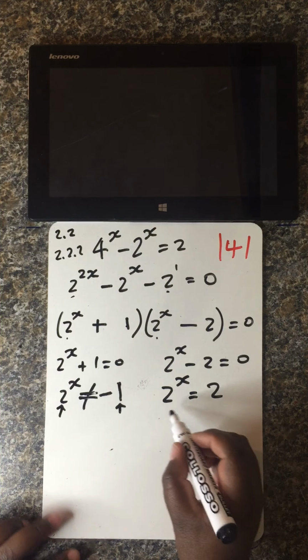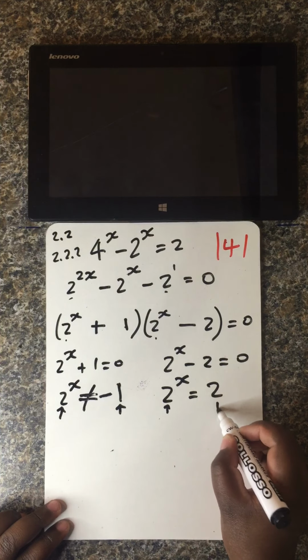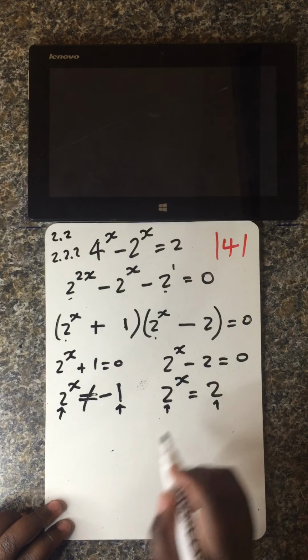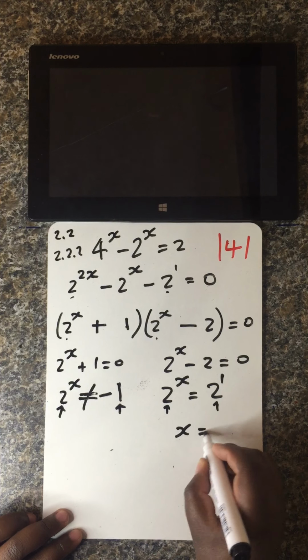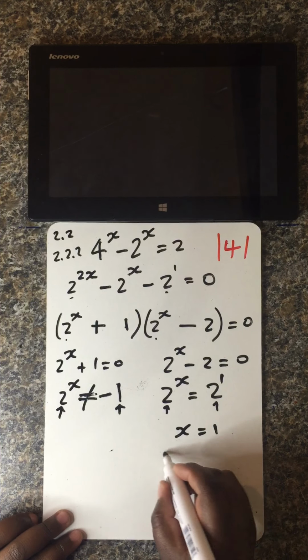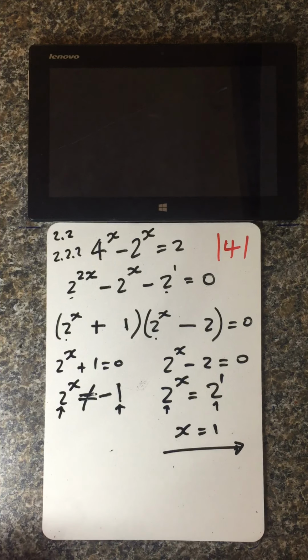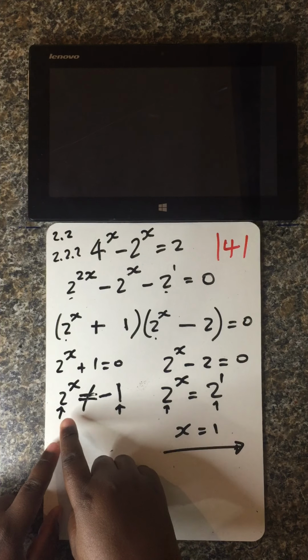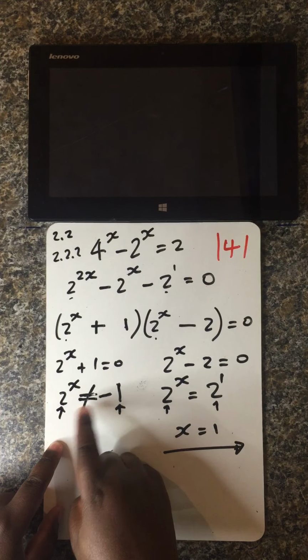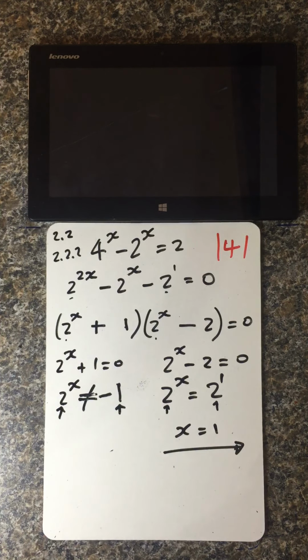Now I think there it's promising. You can see the bases are the same. You know that the exponent is 1, so that means the x value there is equal to 1. Very, very much important, ladies and gentlemen. So this brings us to the end of this question. So that means we've got these two as answers, and again remember, 2 to the exponent x will never be equal to negative 1. Very, very much important, ladies and gentlemen.